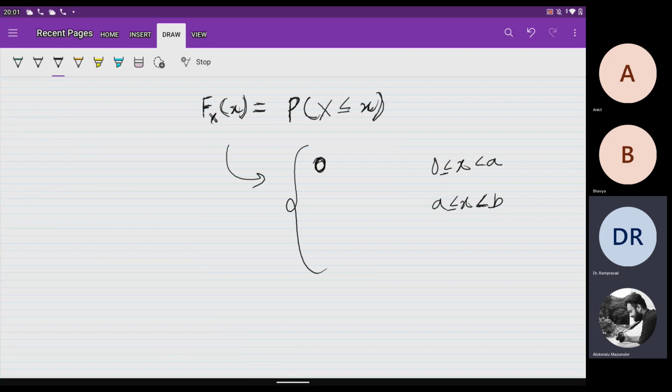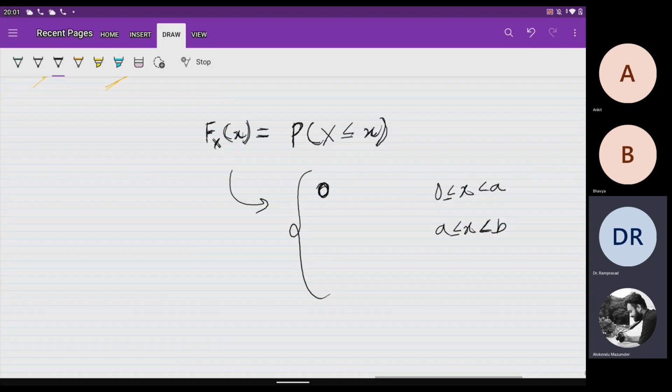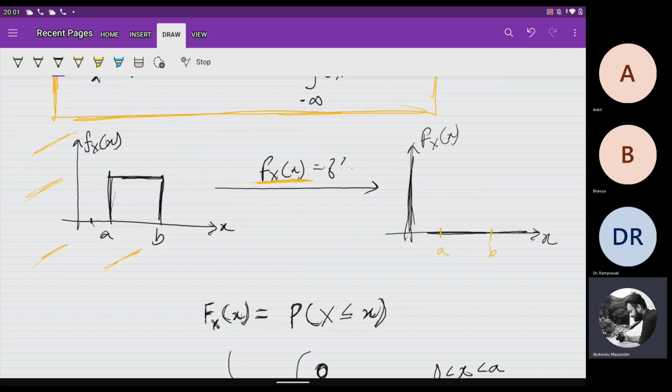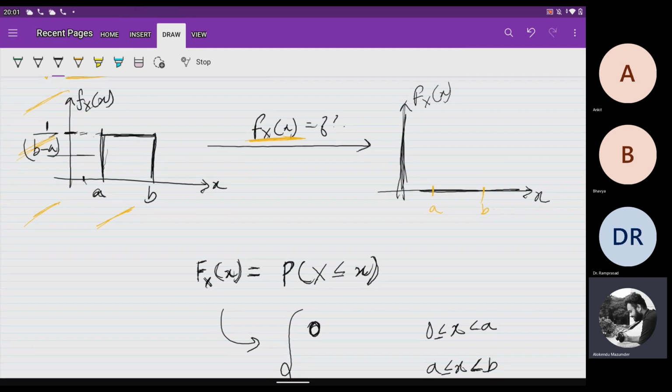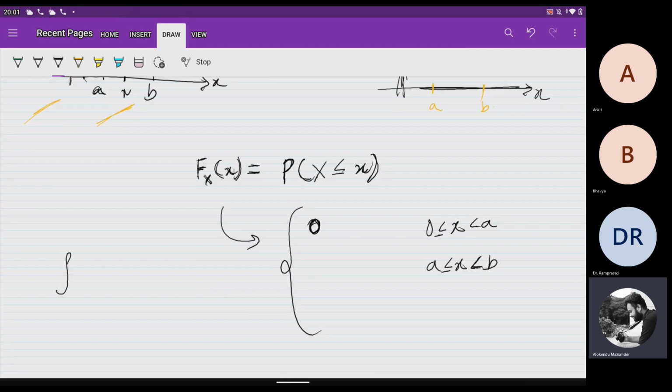This value is there, right? If I say that this is a PDF from a to b, then you should first ask what the amplitude of this is. What can be this value? That is 1 by b minus a. Exactly, it should be 1 by b minus a because I want the area to be 1. Now, if I say that my x lies here, it will be the integral from a to x.